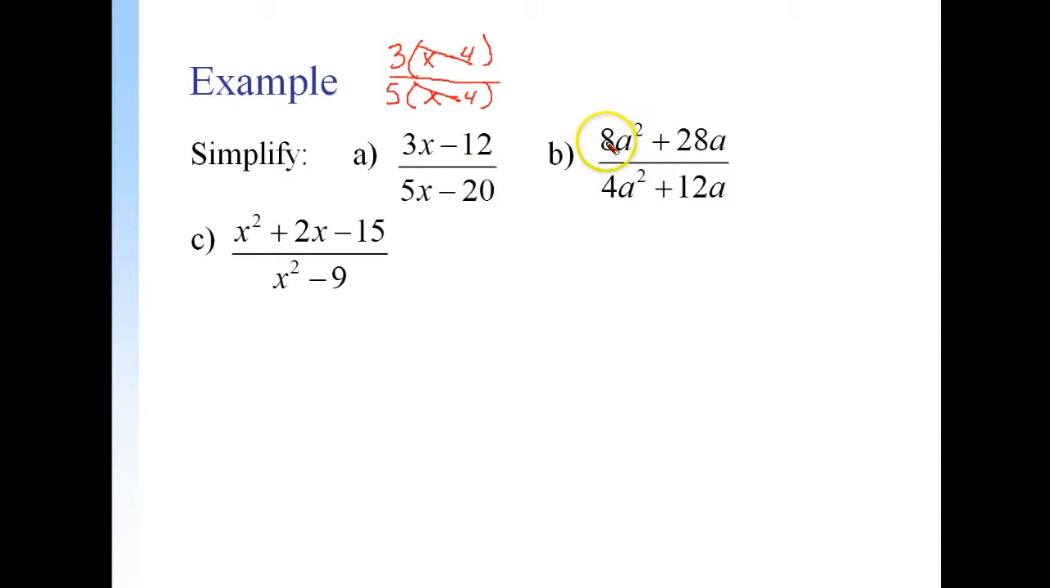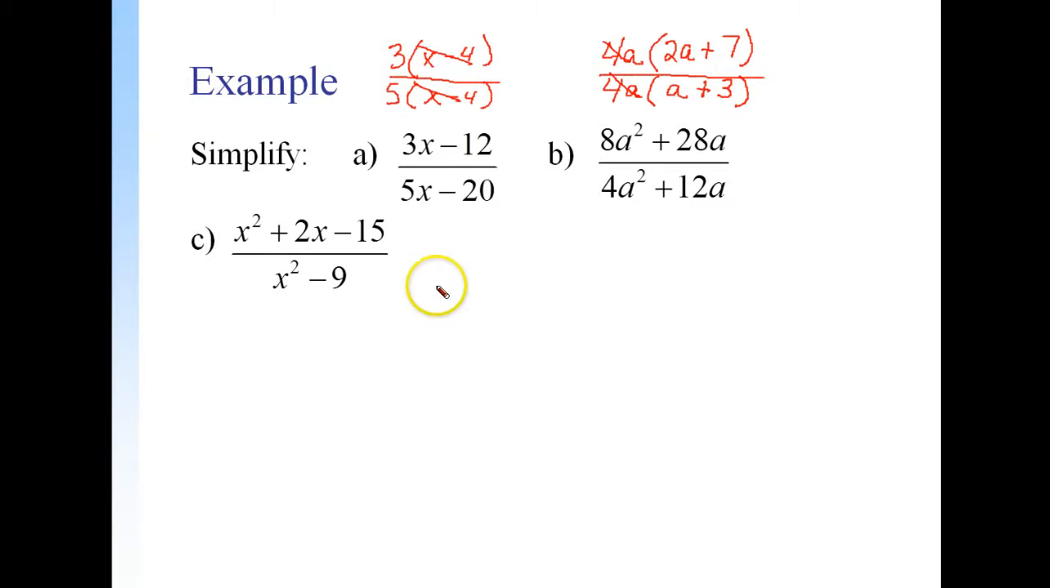Now here I can factor out a 4A. And in B, I can factor out a 4A out of the top, and then a 4A out of the bottom. And now it's this part that cancels out, and that would be my answer.